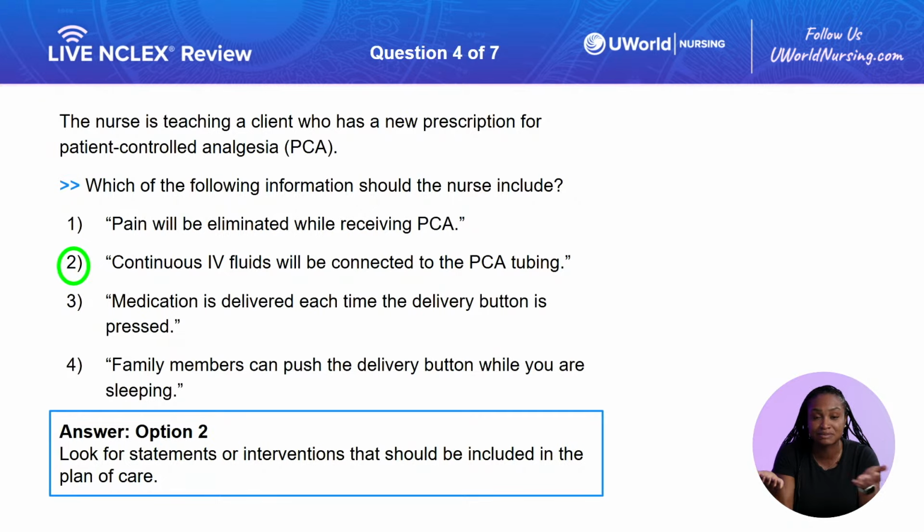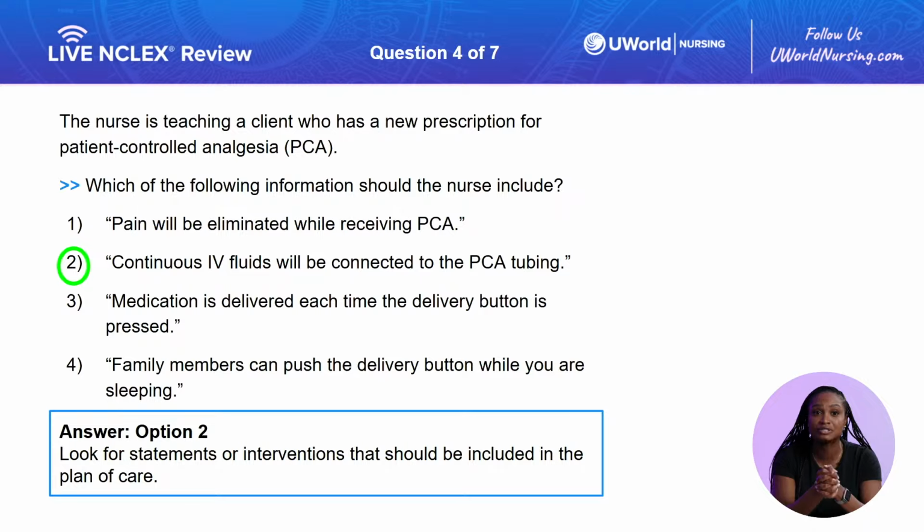If it wasn't being Y-sited in with continuous fluid, that medication would probably just sit in the line for a significant amount of time before it actually is getting pushed into the client. So we usually Y-site continuous fluid into the medication.